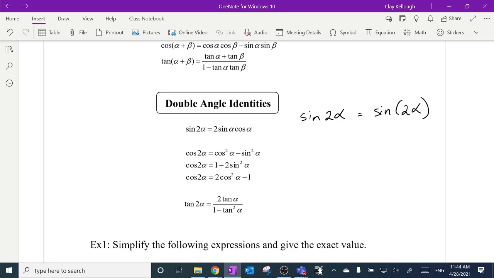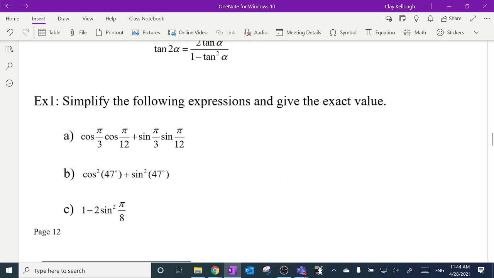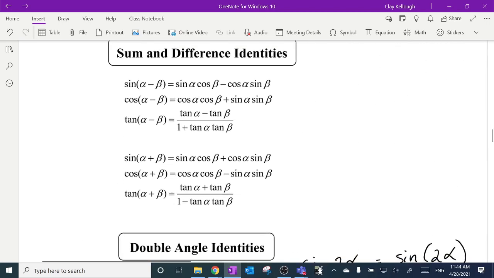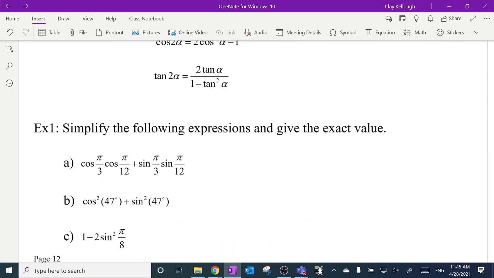All right, let's just start getting into these. Example 1, simplify the following expression and give an exact value. So look at that rather bizarre looking statement. Does it remind you of anything? Look up and see what it looks like. Cos plus sine. Well, the only one up here that looks like cos plus sine is this guy. Cos plus sine.